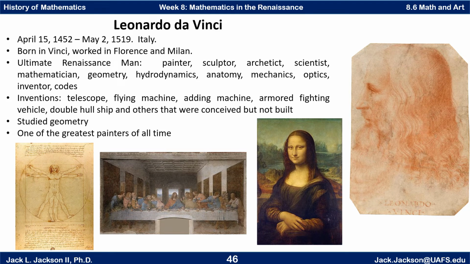He worked in Florence and Milan a lot, and he is often known as the ultimate Renaissance man. He did it all. He was well versed in many, many aspects of learning. He was a painter, sculptor, he did drawings, he was an architect, but he was also a scientist or a natural philosopher, the precursor of the scientist, a mathematician. He studied geometry a lot. He did work in hydrodynamics, anatomy, mechanics, optics. He was an inventor. He wrote and worked in codes. He was an engineer. So he did many, many things.